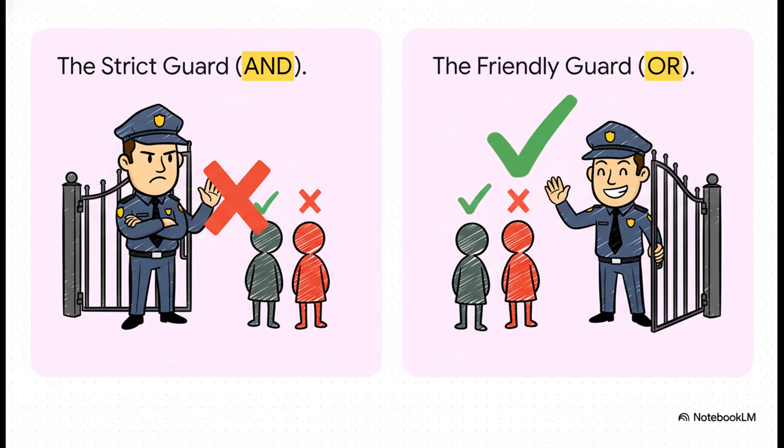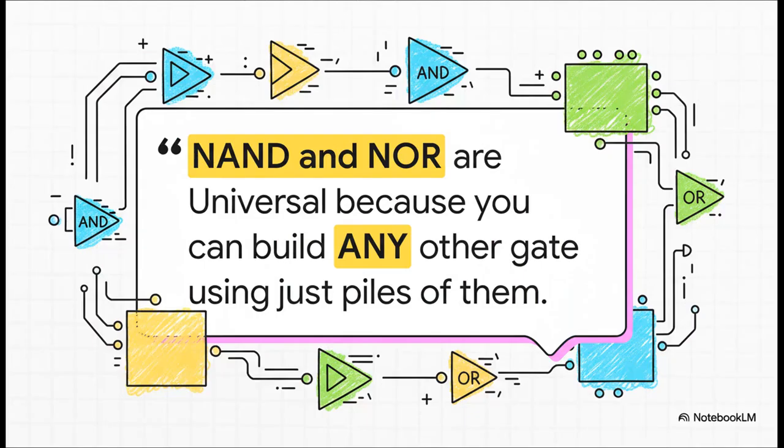Then on the right, you got the OR gate. He's the friendly guard, super chill. He'll let you in if you or your friend has an ID. One of you is good enough for him. Okay, lean in for this one. This is a sentence you need to burn into your memory for the exam. If you forget everything else about gates, remember this. NAND and NOR are universal gates. Why? Because you can build any other gate you want just with a pile of NANDs or a pile of NORs. That's a guaranteed exam question right there.